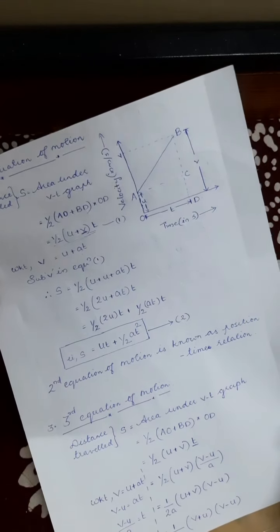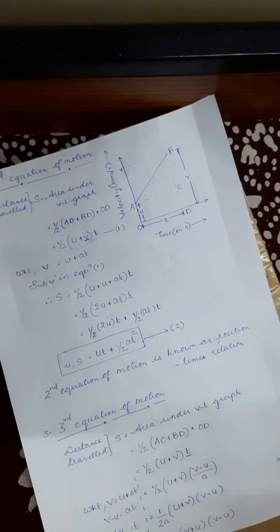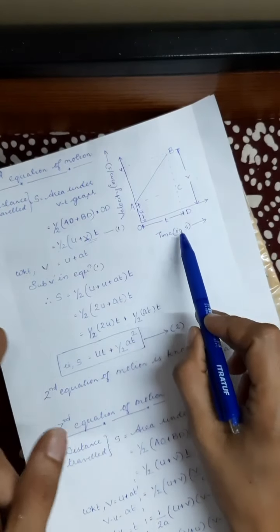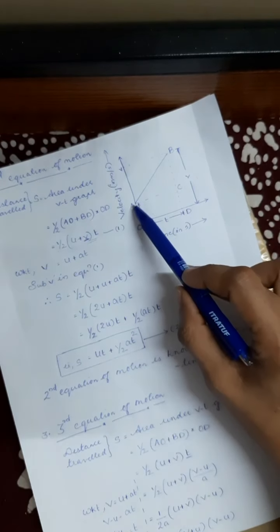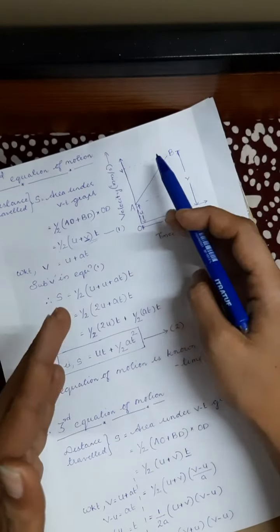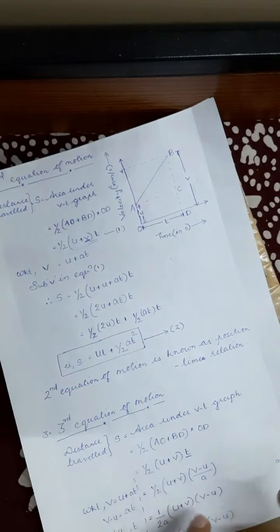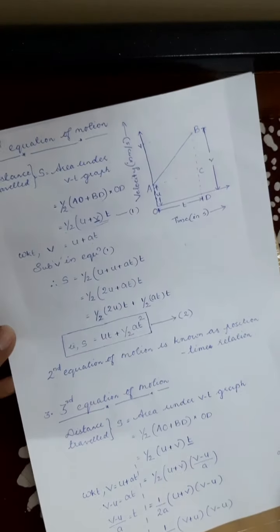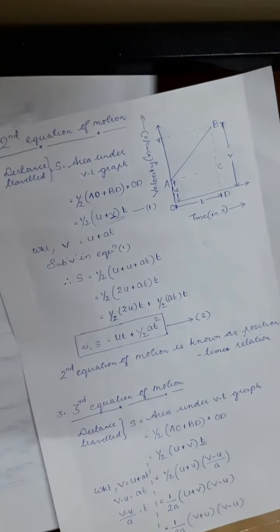For going to the third equation of motion also, we are considering the same graph only. Which one? Velocity-time graph, where the body is already moving with some initial velocity u. The same graph only you need to draw for the third equation of motion also. And here also, to find this, what are we going to take?